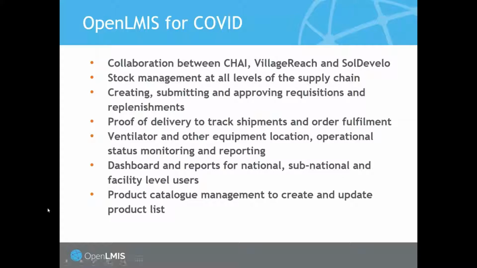So CHAI, in partnership with VillageReach and SolDevelo, came together to create this tool that offers stock management at all levels of the supply chain, creation, submission, and approval of requisitions and replenishments, proof of delivery to track shipments and order fulfillment, monitoring and reporting the location and operational status of ventilators and other equipment, dashboards and reports to track consumption, understand demand, and manage the program, and product catalog management to create and update product lists.